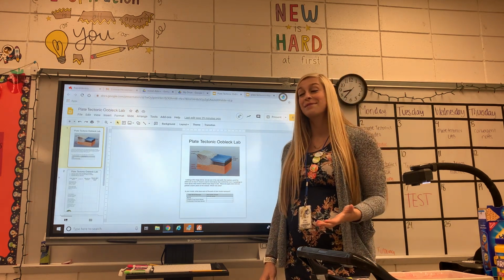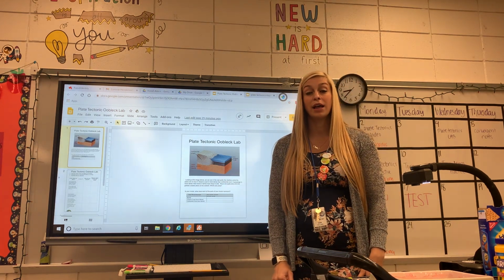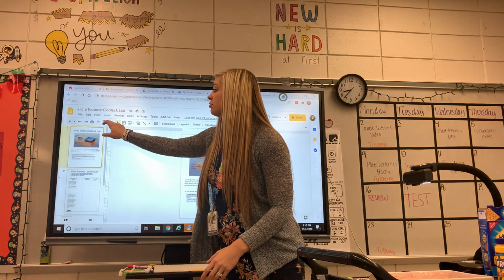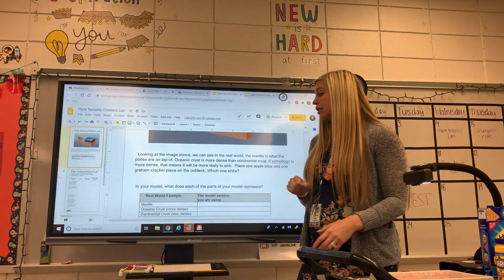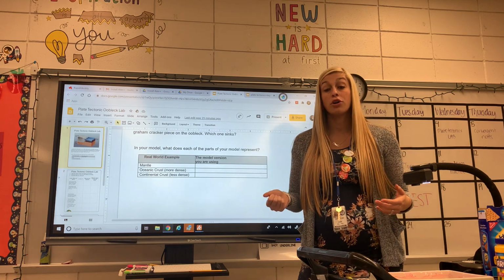All right, it is lab day today. We're doing the plate tectonic Oobleck lab. Let me zoom in real quick. So in this lab, we're gonna model plate tectonics.